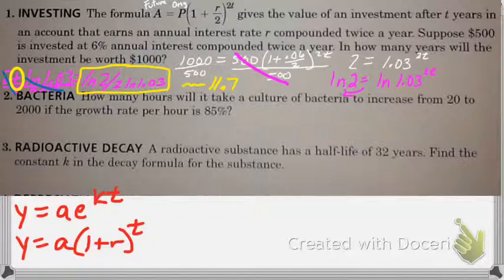It's decay. Okay? We want to know the constant k for the decay formula for that substance. What you'll notice in this problem is they didn't give you amounts because it doesn't matter. Whether you have a pound or an ounce or a kilogram or 60 tons of this substance, in 32 years, half of it's gone. So if you have a ton, 32 years later, you only have half a ton. It doesn't matter how much you have, half of it goes away. So what you get to do is make up the amount you have.